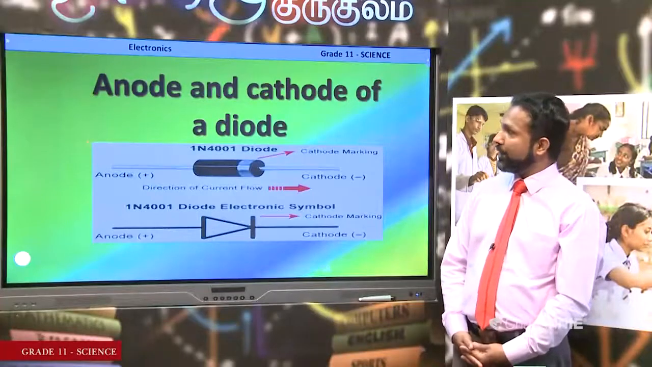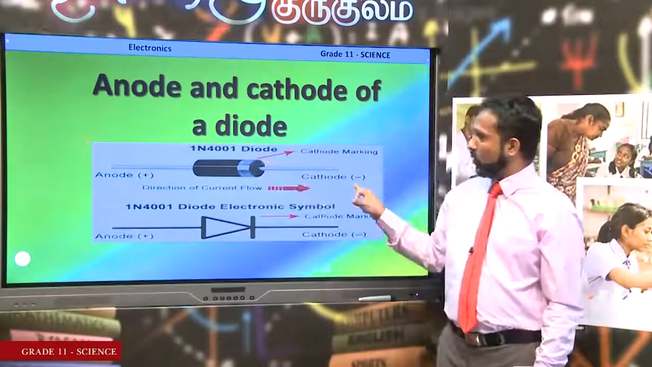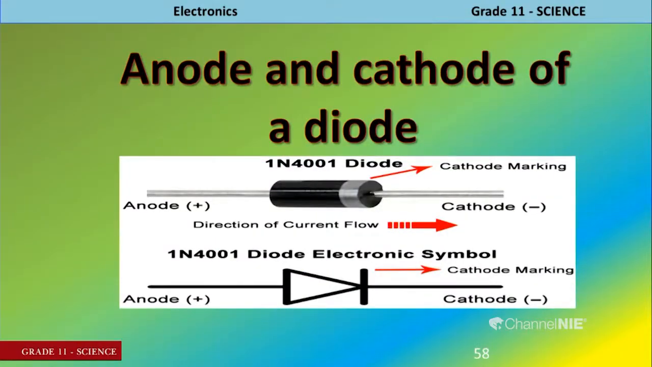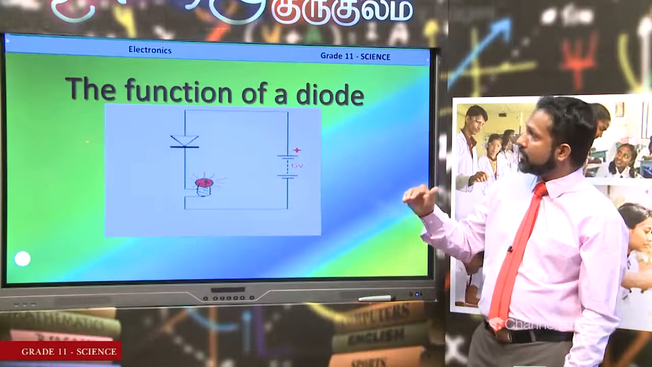Anode and cathode of a diode. As you can see, this picture gives you the anode and the cathode. The black colored part is the anode, and the silver line is the cathode. This is the symbol of the diode. The diode symbol contains an arrow and a straight line. The arrow begins from the anode, and the arrowhead is pointed towards the cathode. You have to clearly understand this is the anode of the symbol of the diode. This is the cathode, or negative or N part of the symbol of the diode. Right. Now, let us see the function of the diode.